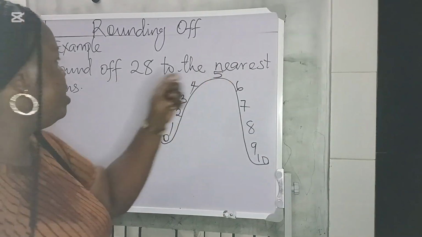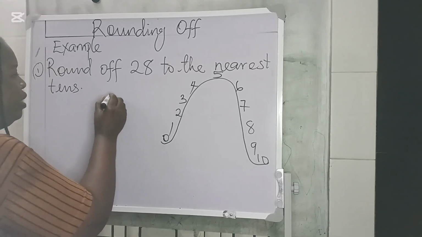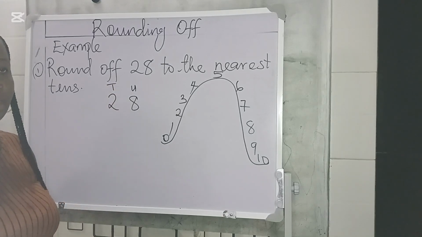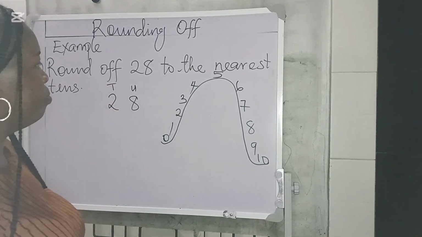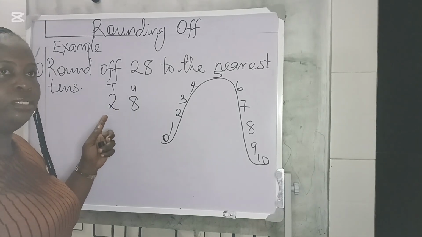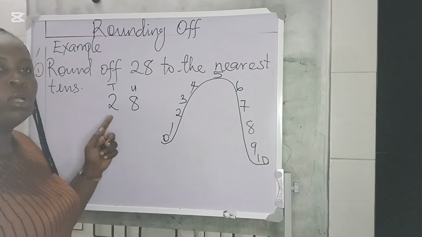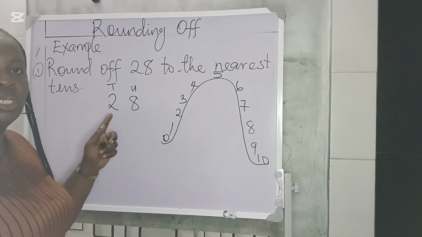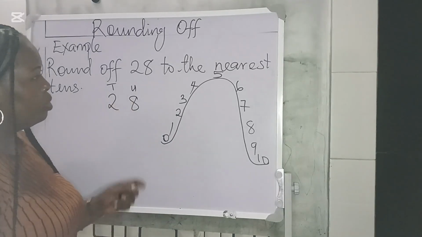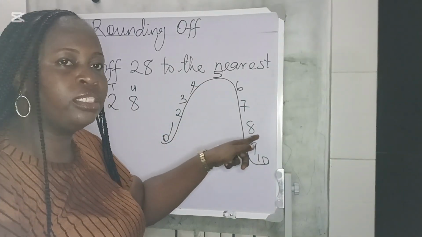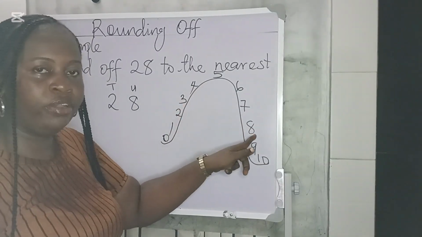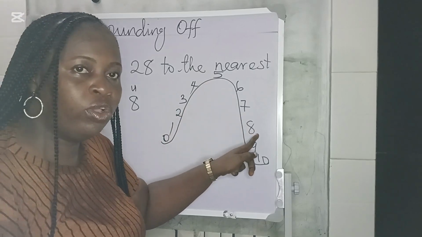Now we are looking at this. Round off 28 to the nearest tens. This is 28 here. And this is our unit, and this is tens. We are rounding off to the nearest tens. And what number is there in the tens? The number is 2. We look at 8, that is the closest neighbor unit. Where is 8 located in the hill? Is it this way or that way? 8 is here, right?